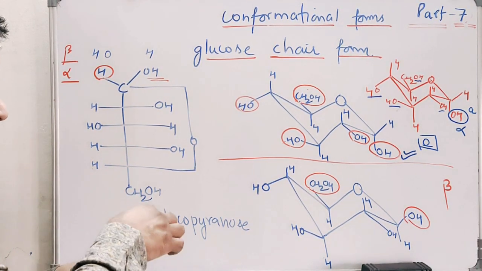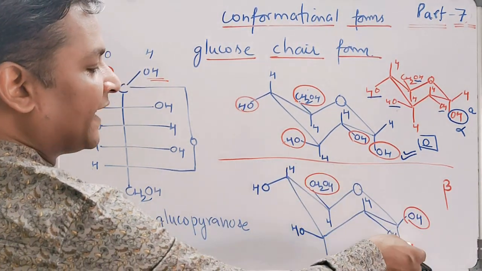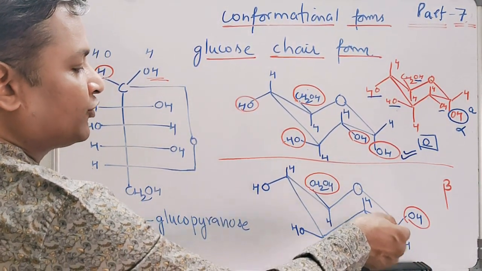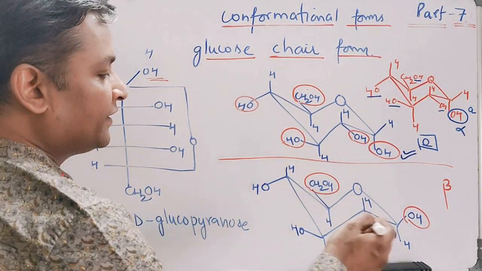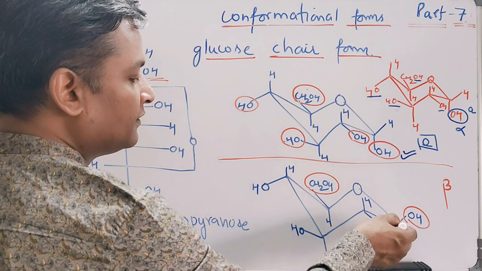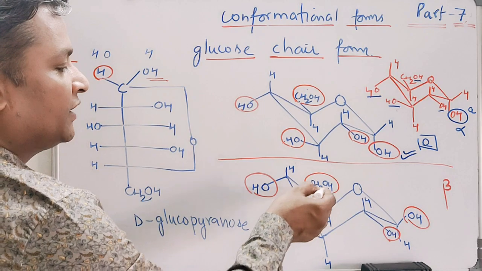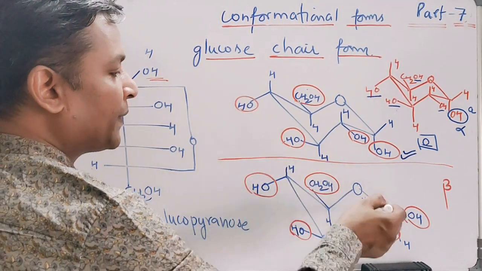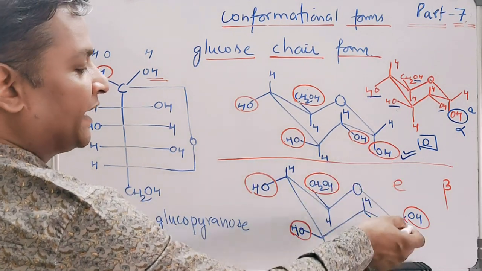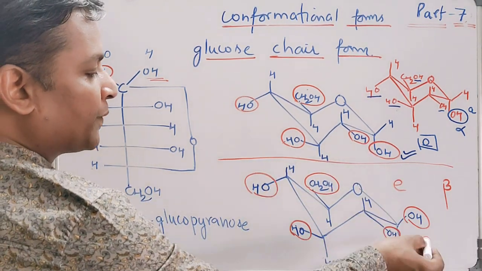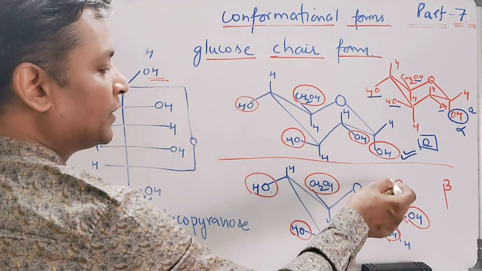But when we consider the beta form, we write OH, H, and the rest is the same: H, OH, OH, H, H, OH, CH2OH, rest is the same. So now see here, this is equatorial, this is equatorial, this is equatorial. So all are occupying the equatorial position. In this case of the beta form, all 1, 2, 3, 4, 5 are occupying the equatorial position.